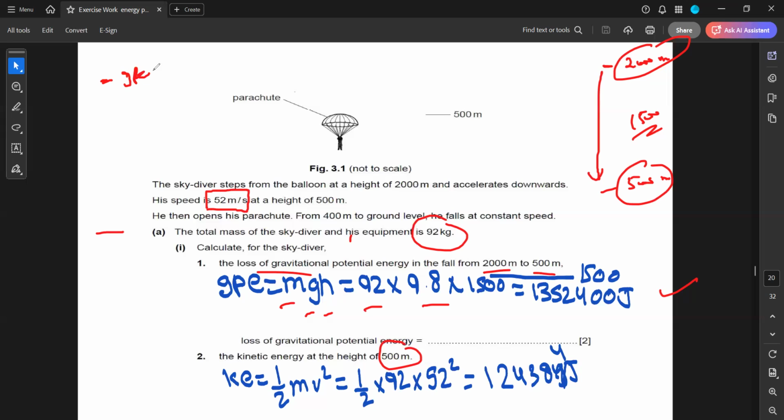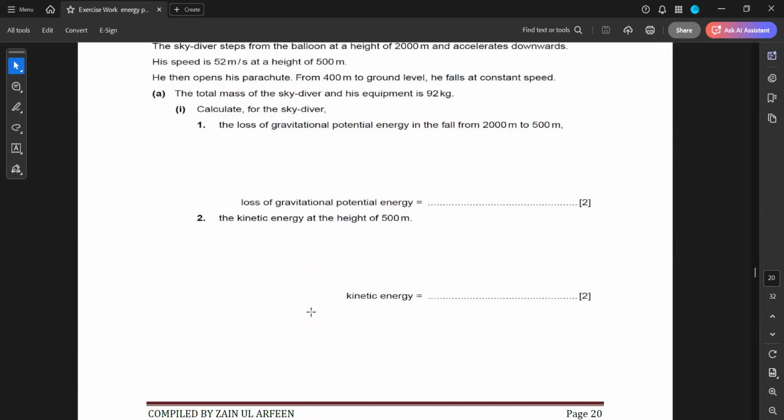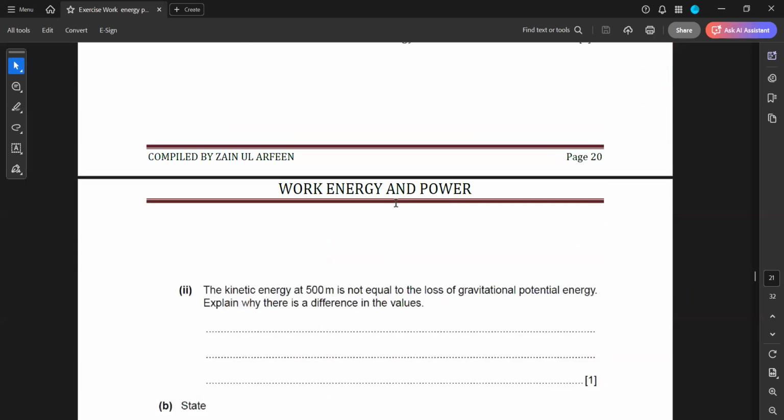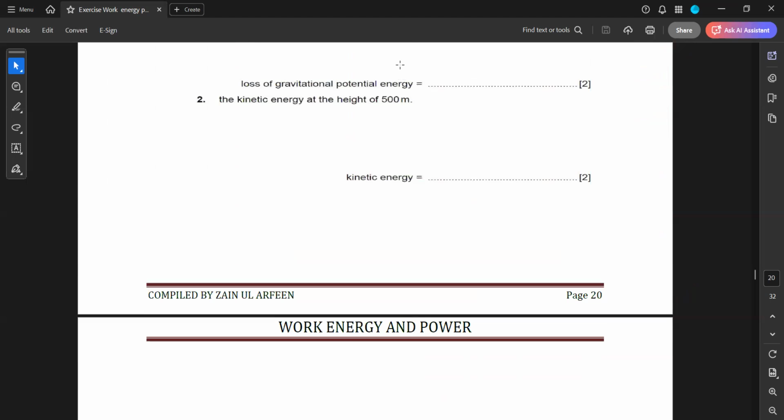So the gravitational potential energy when he jumped, this was the gravitational potential energy. And at this point, he's having a kinetic energy of 124,000. So the next part, they ask how much energy is lost because of the air resistance or the friction. So how will we work it out? We'll just take the difference of the two energies to know how much energy is lost.